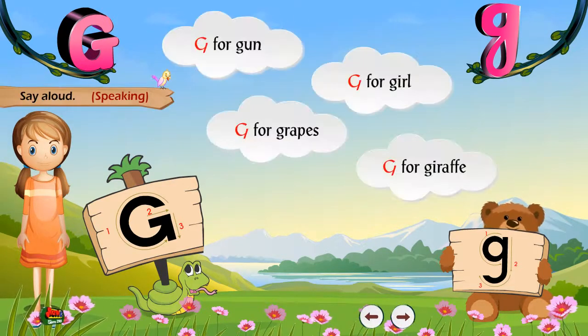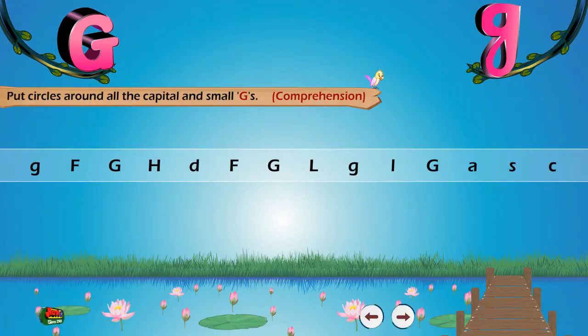Say aloud. Speaking. G for gun. G for girl. G for grapes. G for giraffe. Put circles around all the capital and small G's. Comprehension. Oh no, do it again.